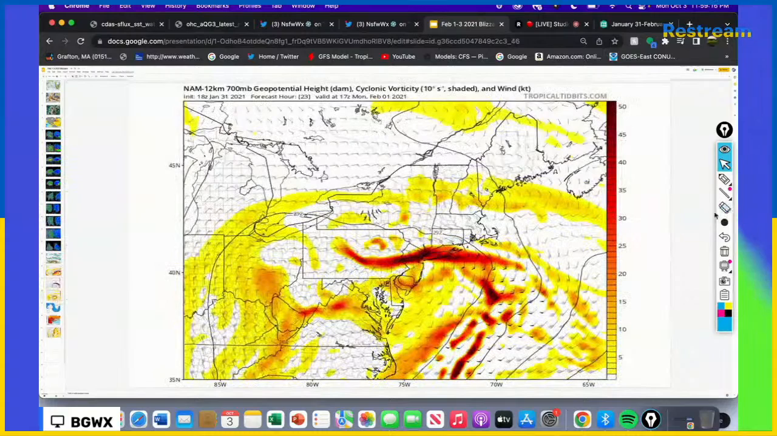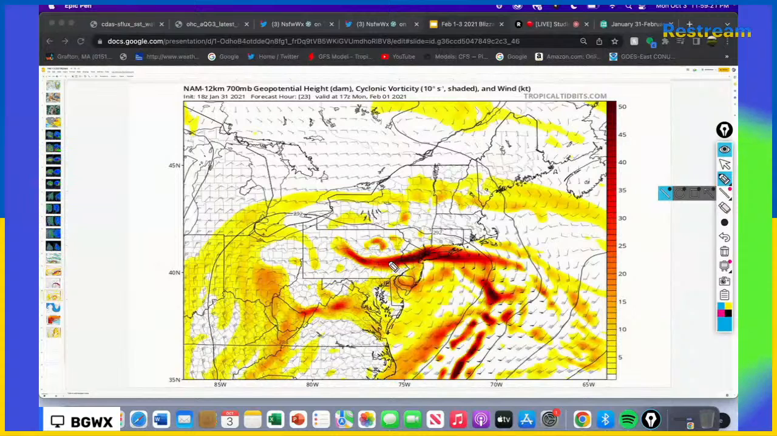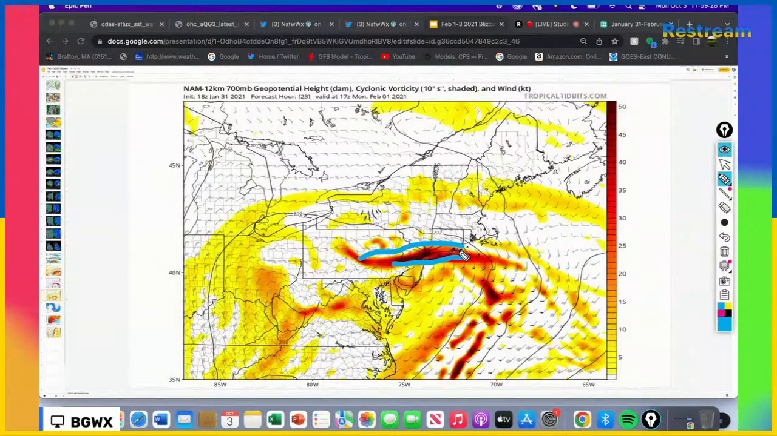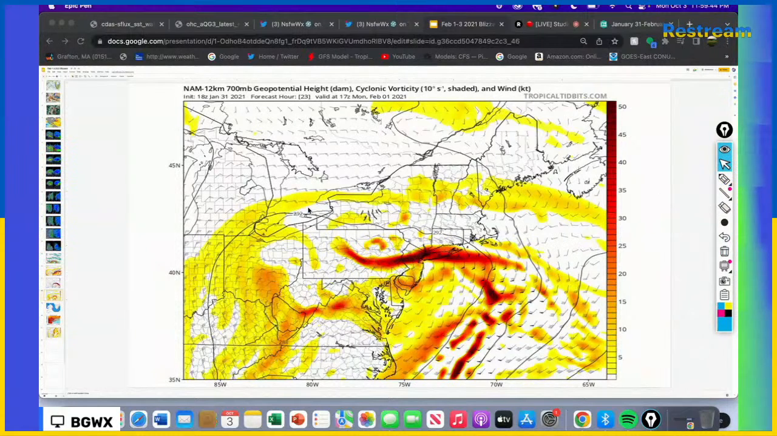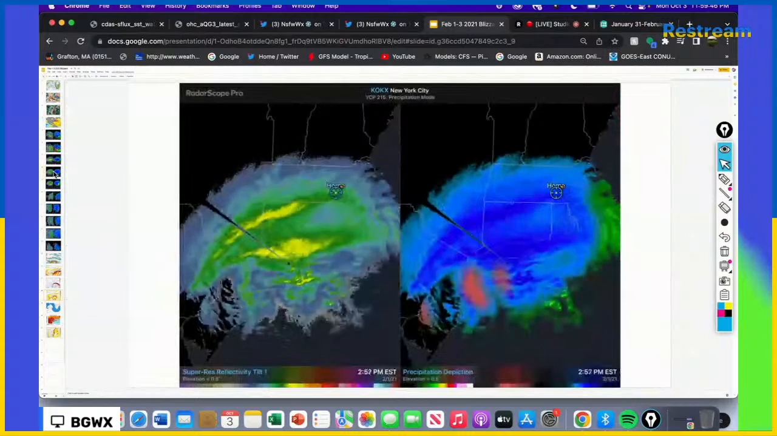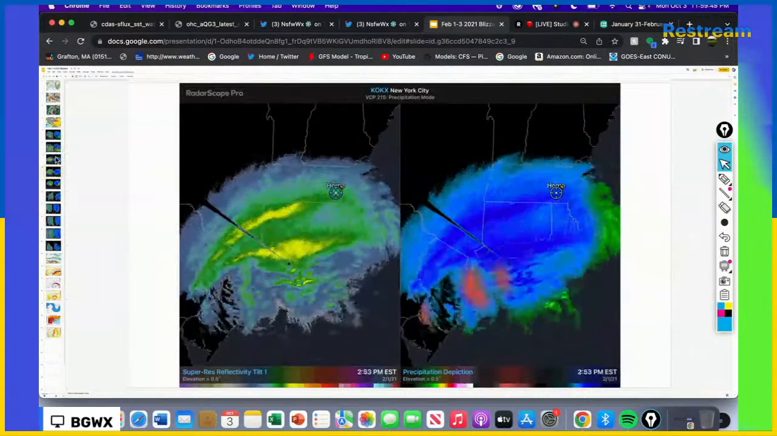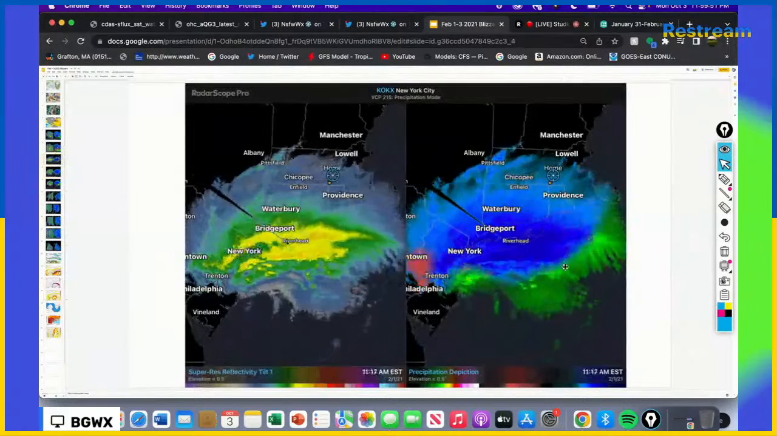These really strong mid-level dynamics. You can see here, this will match up in a second. You look just on the northern fringe of it, just north of where you can see the cyclonic vorticity at 700. You look just to the north of where those deepest shades of red and black are, and that's where you can match it up on radar. I think I'll be able to match it up pretty well. This was a little later in the day, but yeah.